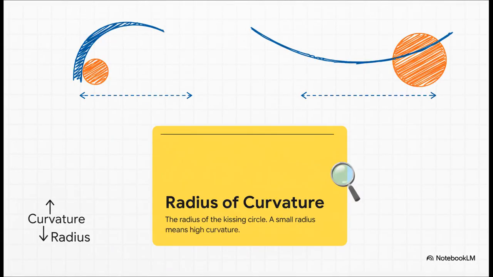And this is how we get our measurement. The radius of that kissing circle is what we call the radius of curvature. Now here's the key thing to get, and it's a little backwards. It's an inverse relationship. A really tight bend, meaning high curvature, gets a tiny kissing circle with a small radius. And a gentle, sweeping bend, which has low curvature, gets a huge kissing circle with a really large radius.